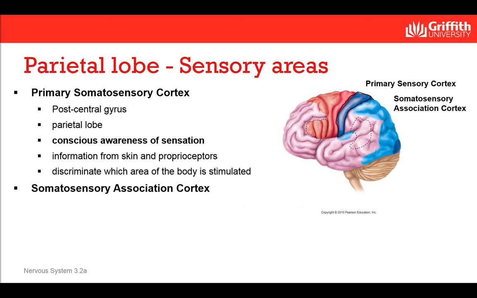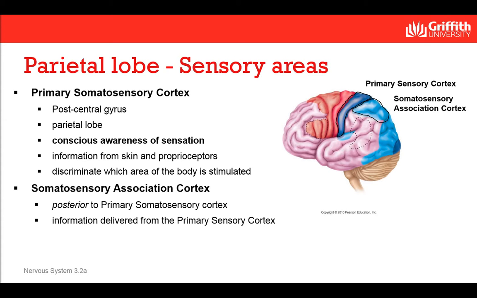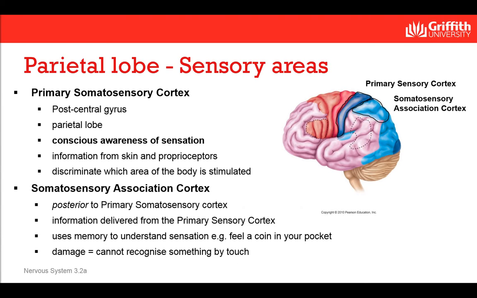The somatosensory association cortex lies just posterior to the primary somatosensory cortex in the parietal lobe. Its major role is to integrate the sensory inputs relayed to it from the primary somatosensory cortex, so that the person may have an understanding of the object being felt. For example, if you reach into your pocket and feel a coin, the somatosensory association cortex uses stored memories of past sensory experiences to perceive the object you feel. If this area is damaged, the person is unable to recognize something by touch.